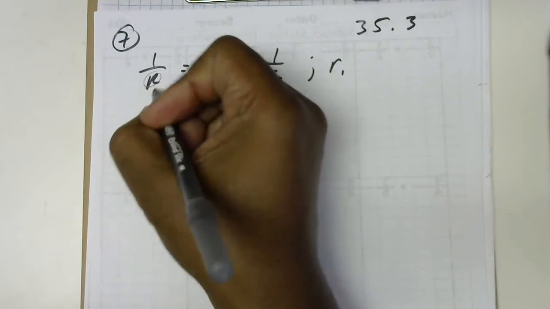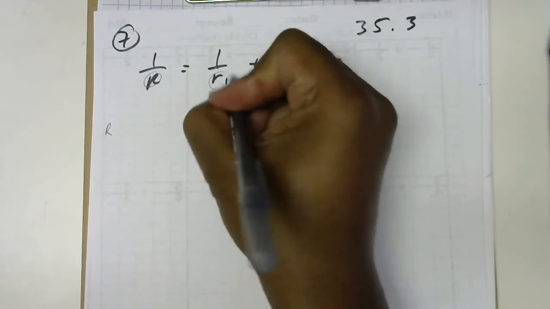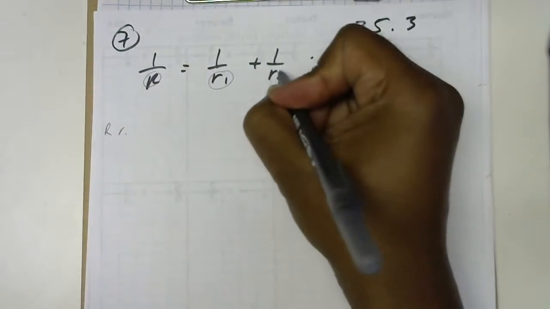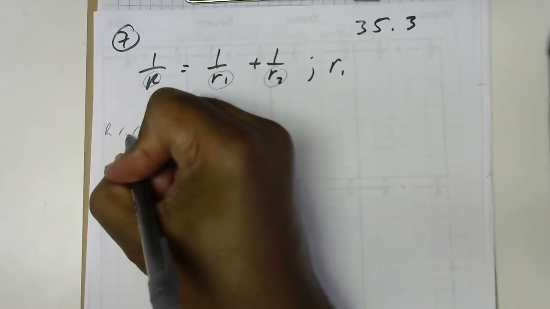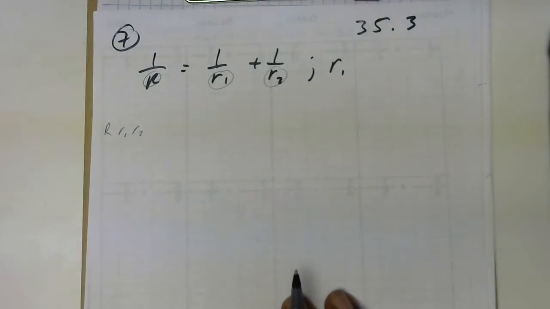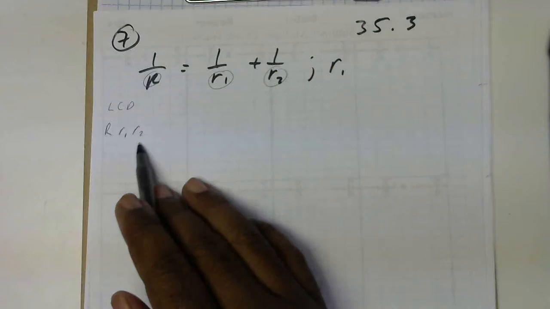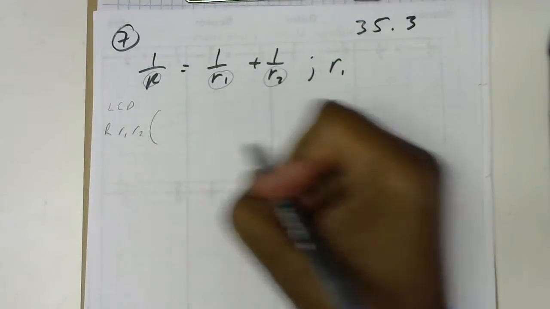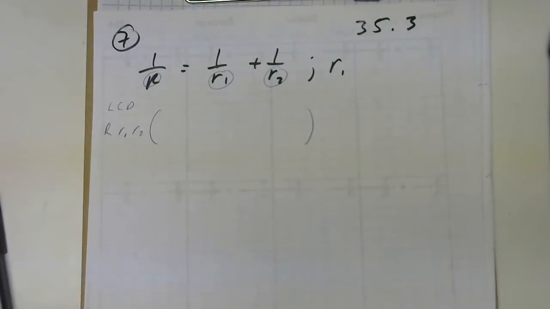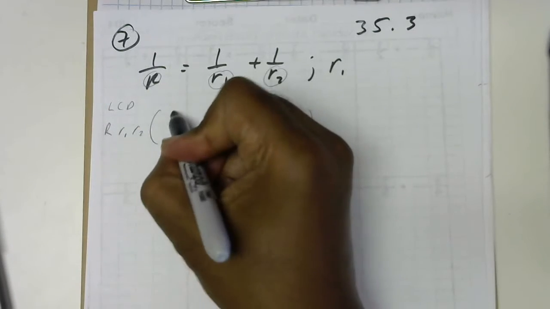So our denominators are R, R1, and R2. All right, so those are all of your denominators. Okay, and this creates our LCD, or least common denominator. We're going to use this least common denominator to multiply by the entire formula.